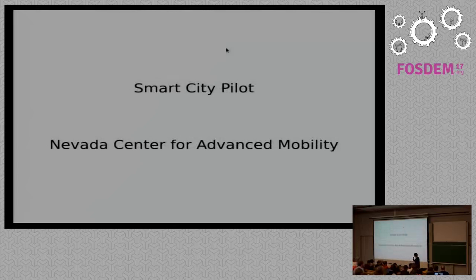We have a project now started together with the Nevada Center for Advanced Mobility to make use of the RVI system of GDP to report data from the car to centralized servers and back from the server to the car, to make various kinds of decisions to enable what we call a smart city. It will be a pilot project in Las Vegas, I think.